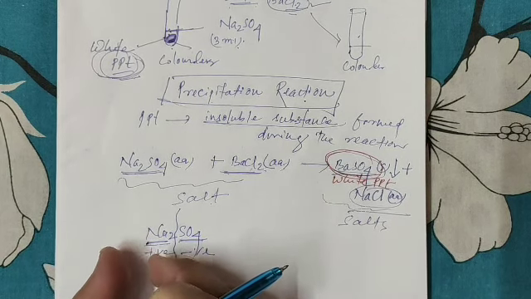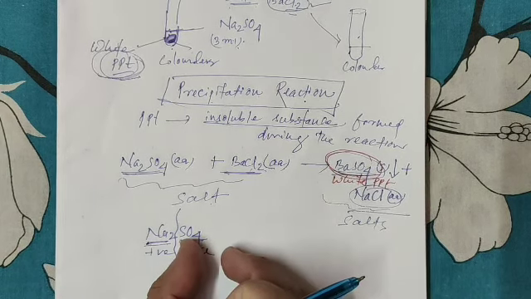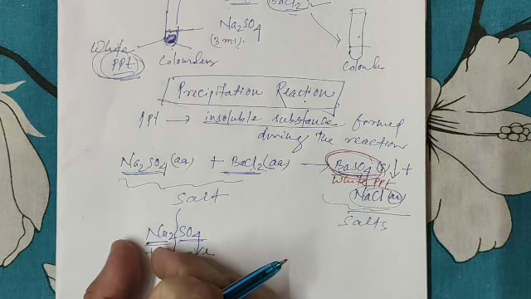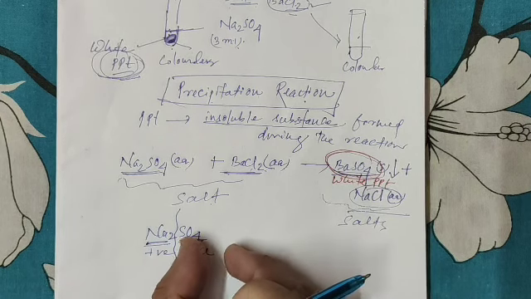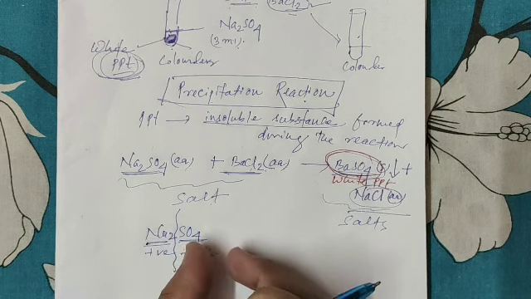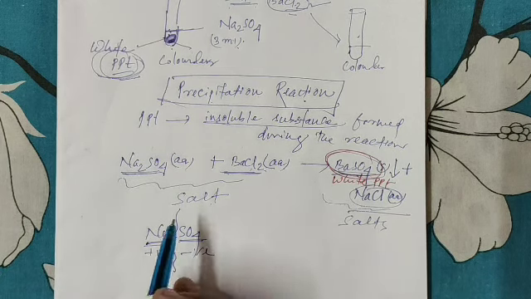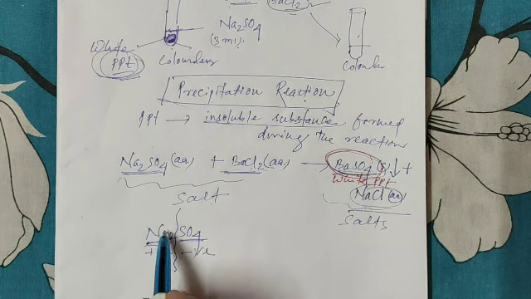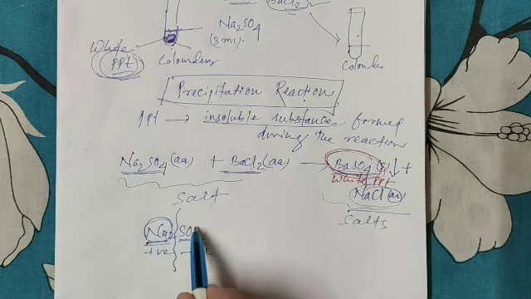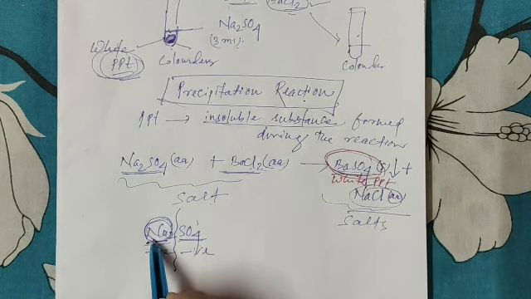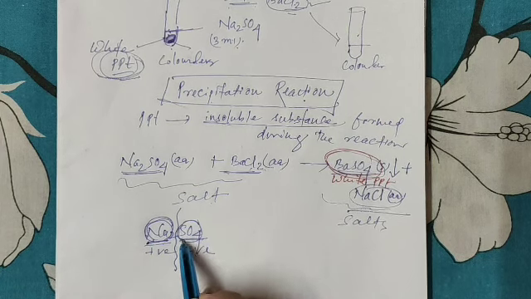A salt contains a positive part and a negative part. So it contains a positive ion and a negative ion, or a positive radical and a negative radical. Ions are also called radicals. Here the positive part is sodium and the negative part is sulfate.